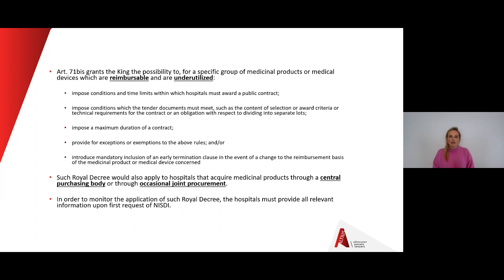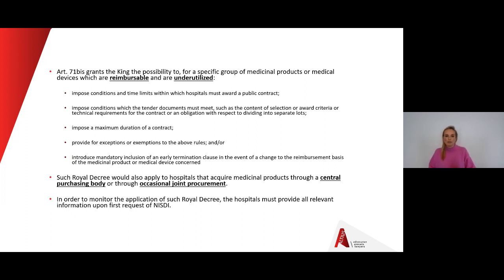Well, the new article grants the king the possibility, for a specific group of medicinal products or medical devices, because it does not only relate to medicinal products but also applies to medical devices, to act. But this specific group should be reimbursable and underutilized. And for this specific group, the king can impose conditions and time limits within which public hospitals must award a public contract. He can also impose conditions which the tender documents must meet, such as the content, and this is really specific, the content of selection or award criteria, or even come up with a set of technical requirements or obligations with respect to the division into separate lots.